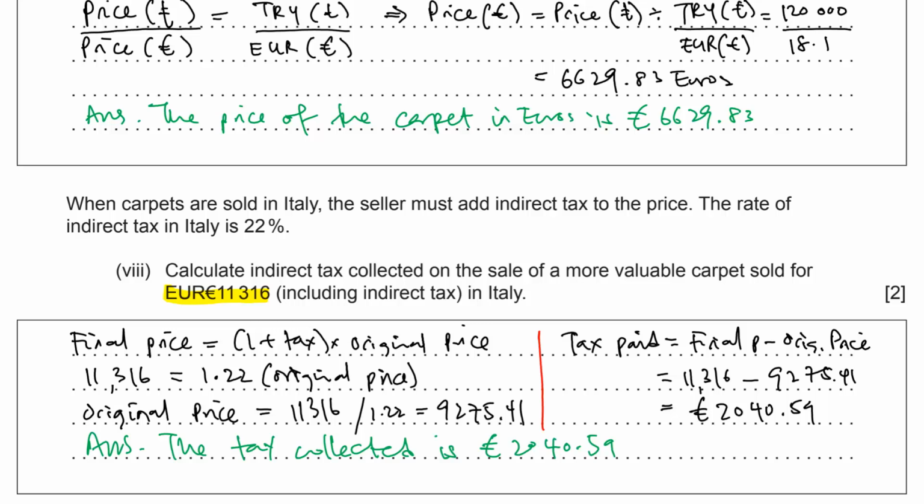What we don't have is the original price, and we don't have the tax paid. Once we figure out the original price, we can figure out the tax amount being paid, because we just subtract one from the other. So how do we figure out the original price? What I've got here is that the final price is equal to 1 plus the tax rate, times the original price. If you're not sure how this works, think about it.